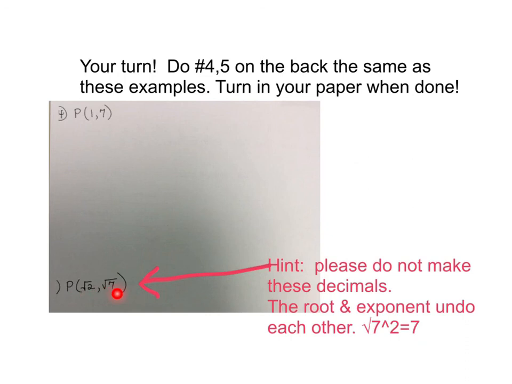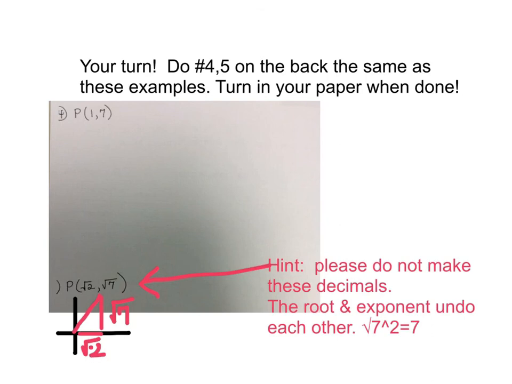Since both of these are positive numbers, root 2 is about 1 point something, root 7 is about 2 point something. They're still 2 positive numbers, so you're still going to sketch it the same way. You're going to go to the right about 1 point something and up about 2 something, so that this will be root 2 and this will be root 7. Do not change those to decimals, please.